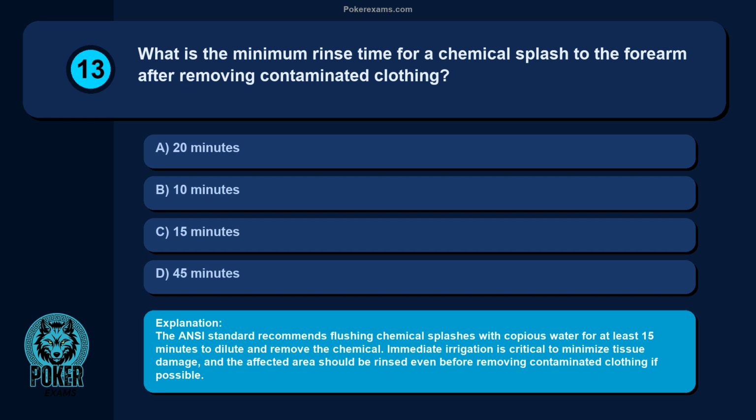The ANSI standard recommends flushing chemical splashes with copious water for at least 15 minutes to dilute and remove the chemical. Immediate irrigation is critical to minimize tissue damage, and the affected area should be rinsed even before removing contaminated clothing if possible.